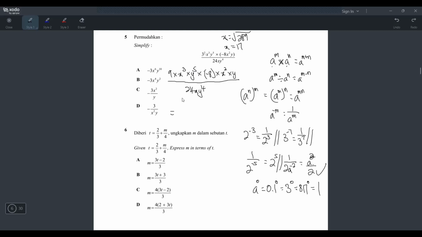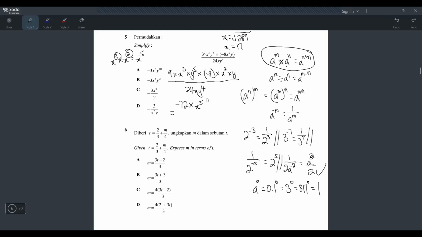So 9 times negative 8, negative 72. And then x hanya boleh darab dengan x. What is x power 3 times x power 2? You remember I told you, if the base same, the power will be plus. So x power 3 times x power 2 will be x power 6 or x power 5? X power 5, because power have to plus.